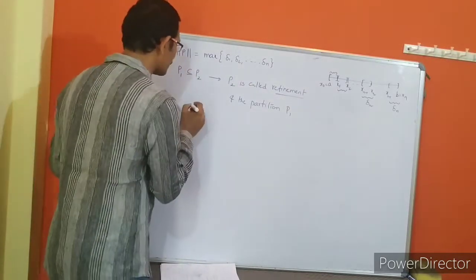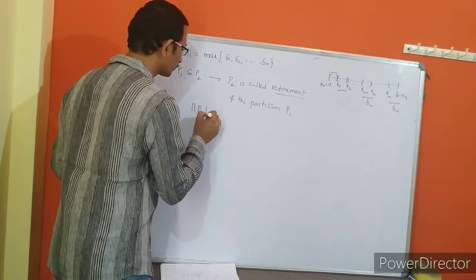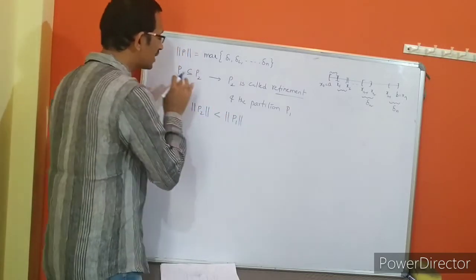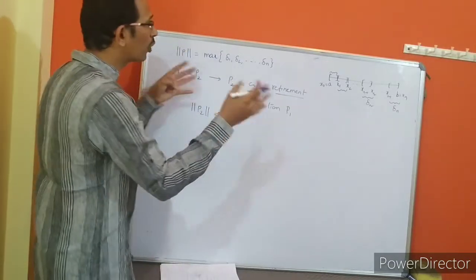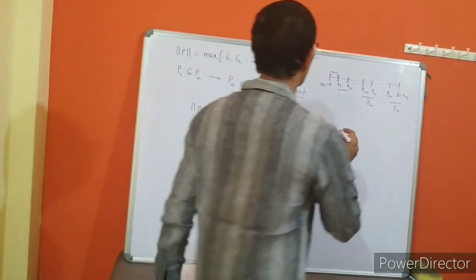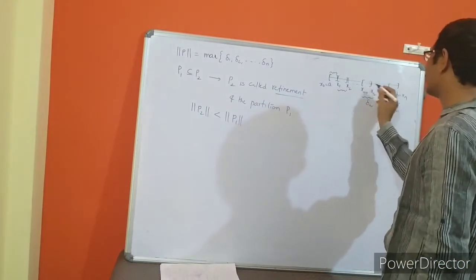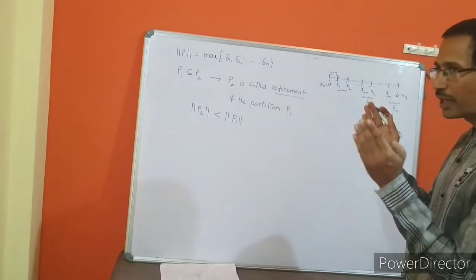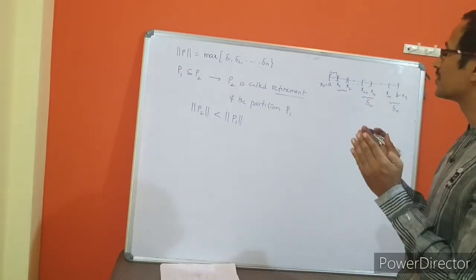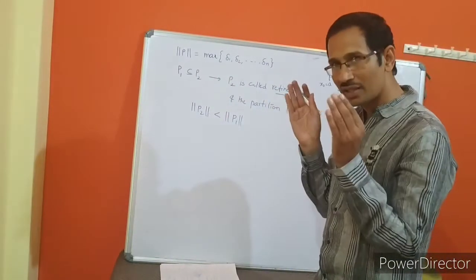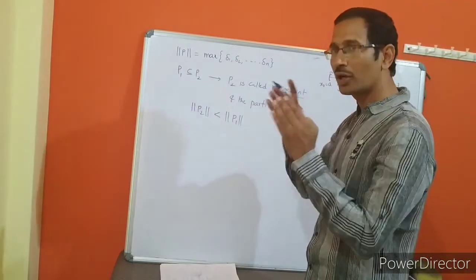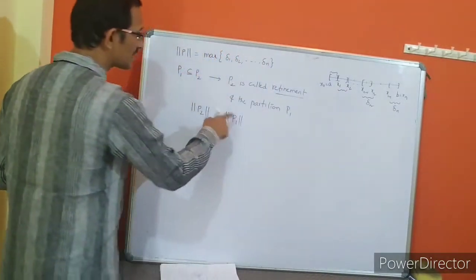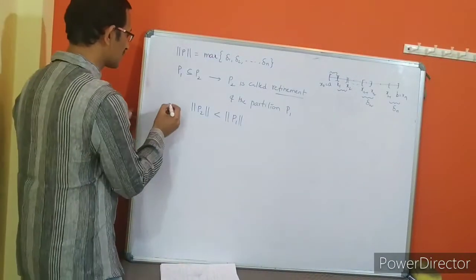In this case, norm P2 is smaller than norm P1. That means if the set contains more points, when some more points are added in this interval, the intervals become smaller and smaller. That is why the lengths of the intervals are also smaller. Therefore, the maximum among the lengths also becomes smaller. That is why norm P2 is less than norm P1. This is the first point.